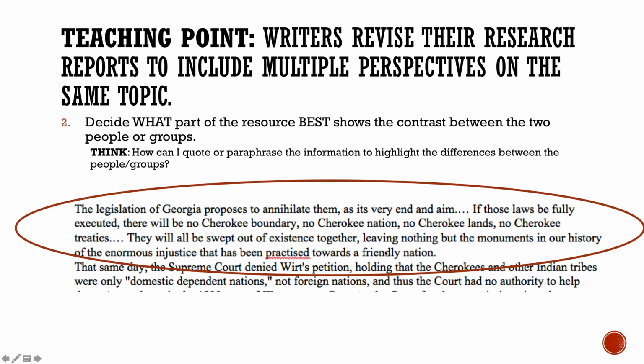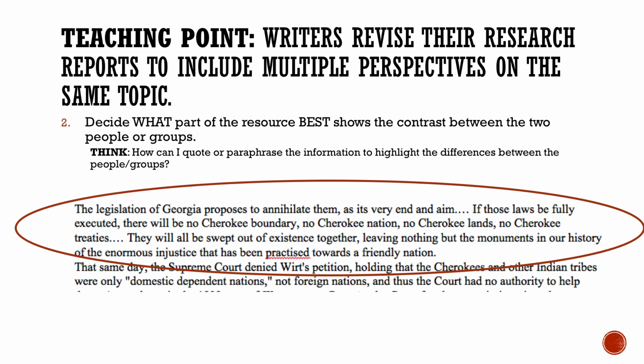Okay, and yet, here we go. As I skimmed and scanned through this, I found this piece of information about how the Cherokee felt. Their lawyer is at the Supreme Court presenting their case that this law should be stopped. And so he says, "The legislation of Georgia proposes to annihilate them." Annihilate means destroy, right? "And its very end, aim."